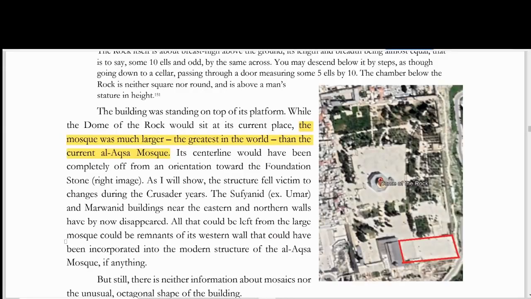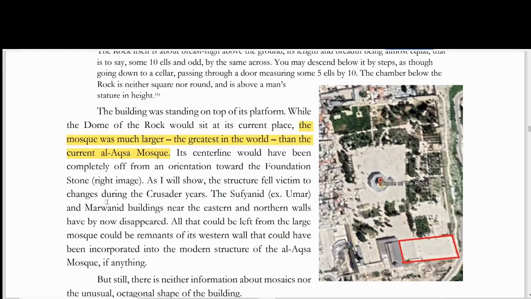Okay, the building was standing on top of its platform. While the Dome of the Rock would sit at its current place, the mosque was much larger, the greatest in the world, than the current Al-Aqsa Mosque. See, the current one is just to the left of it there in the map. So this is the current site. This is where it had been. Gives you an idea of the size it was originally. Its centre line would have been completely off from an orientation towards the foundation stone.